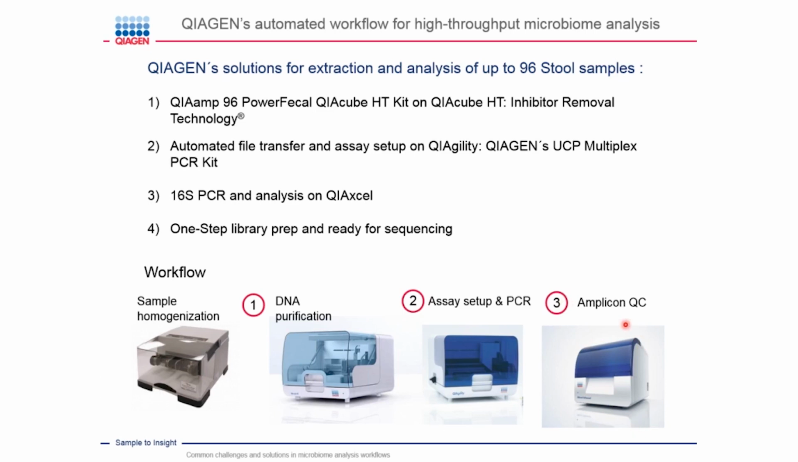Because if you have 96 samples up to this point, it might not be that cost intensive. But when you go into the NGS workflow, you want to be sure that all your samples have amplified and have appropriate amounts of PCR product. So the QIAxcel can be perfectly implemented in your workflows at this point. Okay, so showing these pictures is one point. I would like to show you some data.